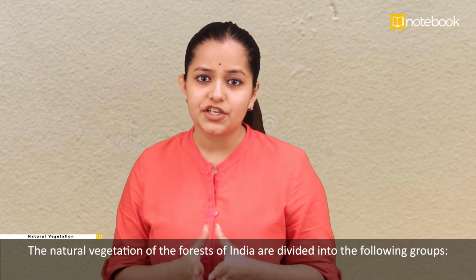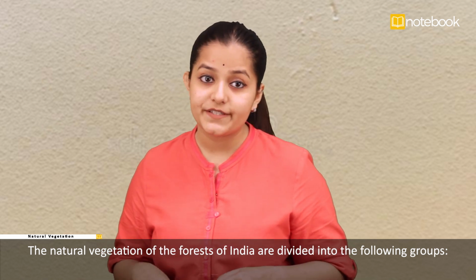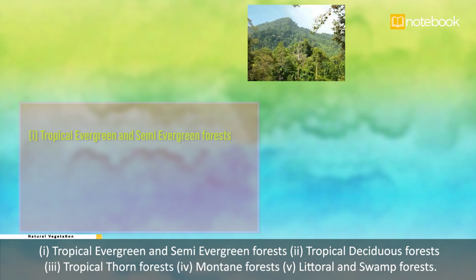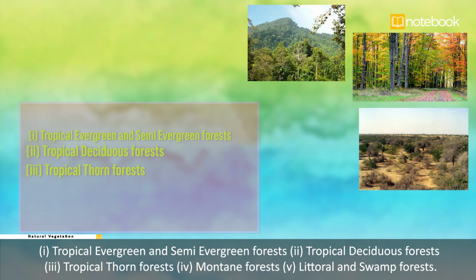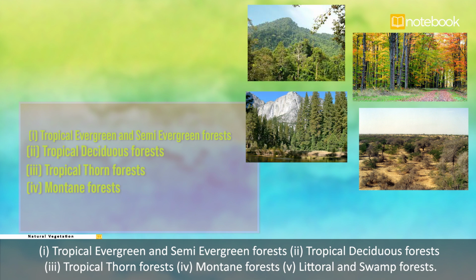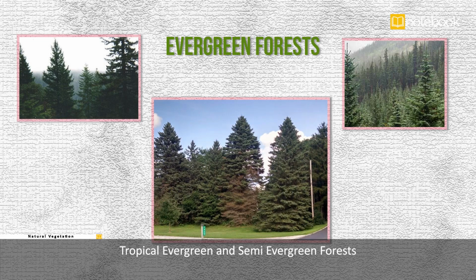The natural vegetation of the forests of India is divided into the following groups: tropical evergreen and semi-evergreen forests, tropical deciduous forests, tropical thorn forests, montane forests, and littoral and swamp forests. Tropical evergreen and semi-evergreen forests.